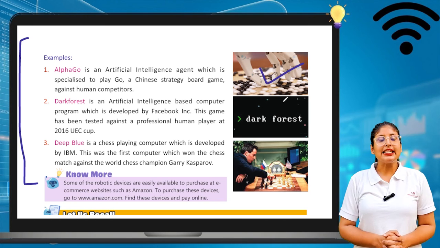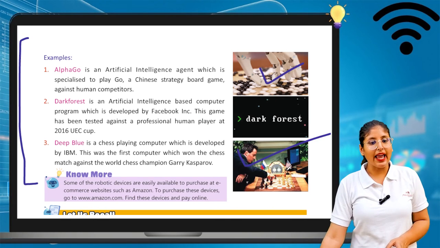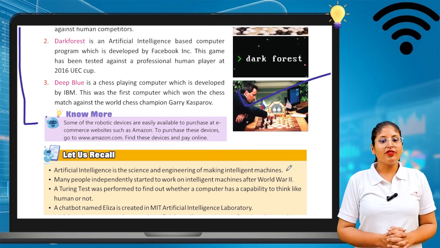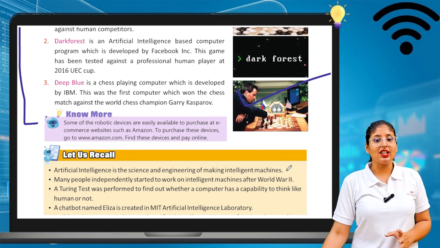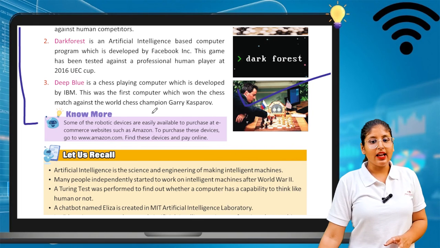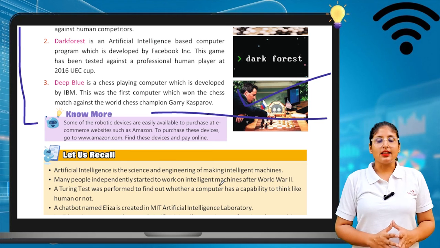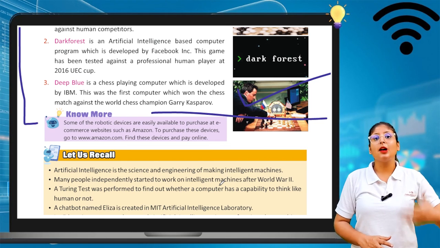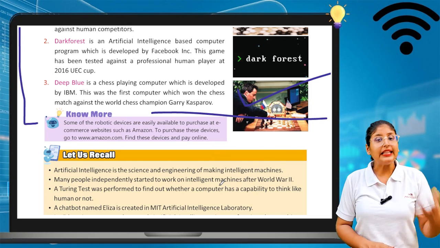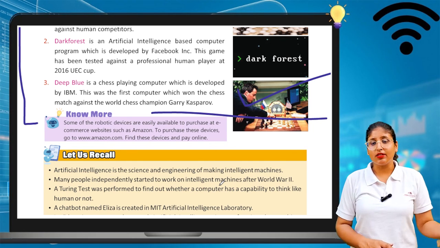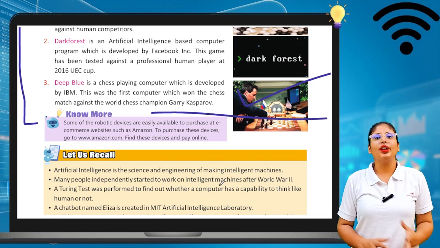The next game is Deep Blue. Deep Blue is a chess playing computer developed by IBM. This was the first computer which won a chess match against the world chess champion Gary Kasparov. Okay, so these are the things where we can see computers, robots, or artificial intelligence play an important role in the game sector also. So in the game sector and in the education field, artificial intelligence is at work.